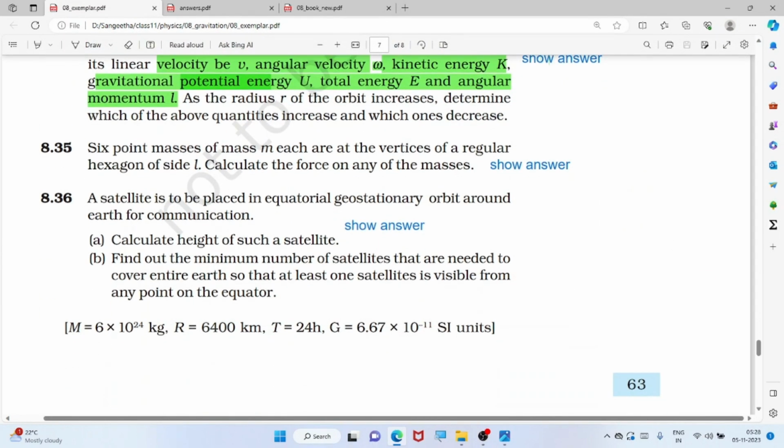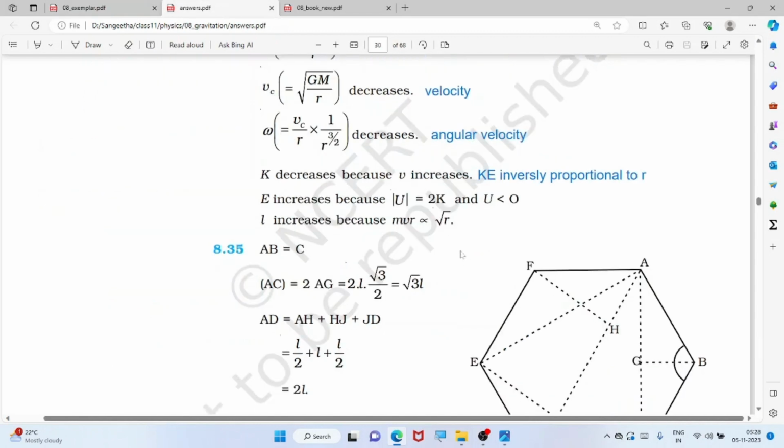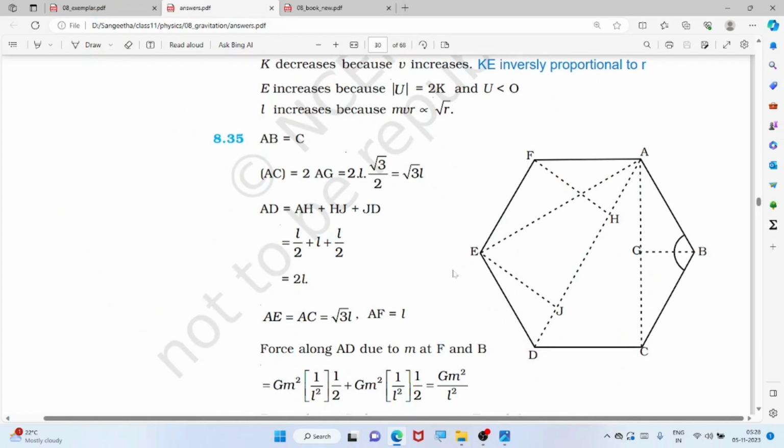6 point masses of mass m are at the vertices of a regular hexagon. Calculate the, okay, they are given here. You can go through the terms.